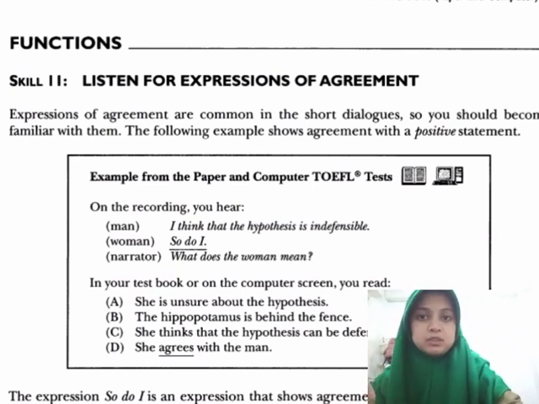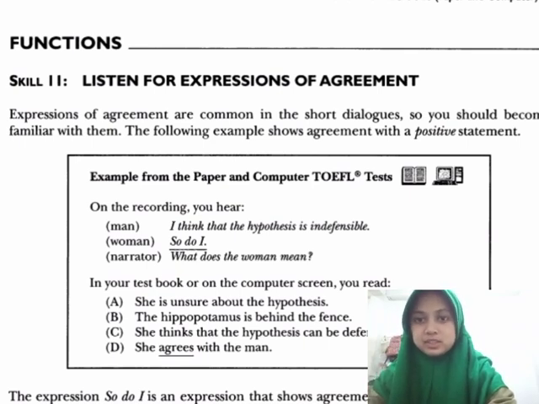For example, if on the recording you hear the first speaker, the man, say, "I think that the hypothesis is indefensible." Then the woman, the second speaker, says, "So do I." Then the narrator will ask, what does the woman mean? Then in your textbook or on the computer screen, you will be given options. A, she is unsure about the hypothesis. B, the hippopotamus is behind the fence. C, she thinks that the hypothesis can be defended. And D, she agrees with the man.